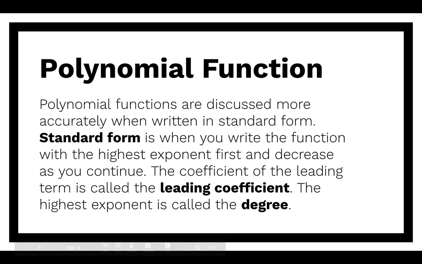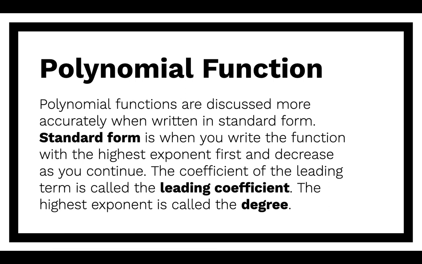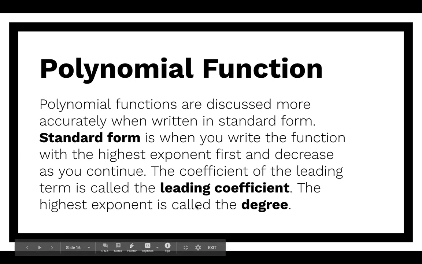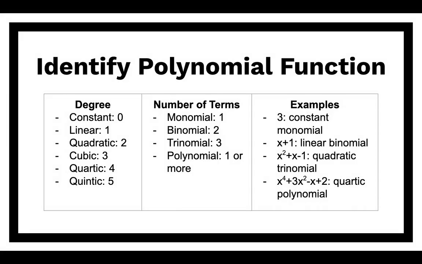Once it is in standard form, the coefficient of that leading term, that number in the front, is called the leading coefficient. And the highest exponent in that function is called the degree. There are a couple of ways you can identify polynomial functions. One of those ways is by the degree, or what is the highest exponent that is in that function.